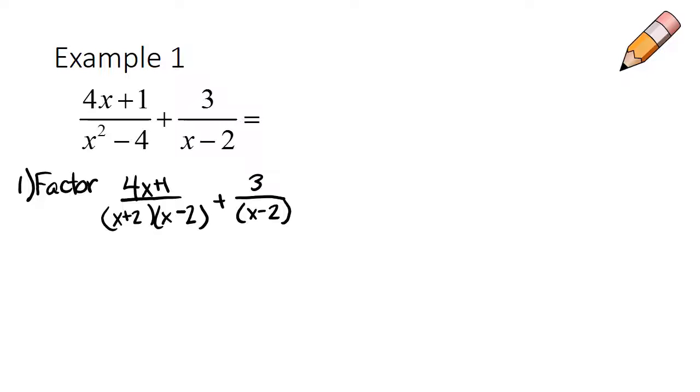Now if I take a look at my denominators, my next step is to find my LCD. I want to see what is missing. We've got an x minus 2 and x minus 2. So I'm missing on the second fraction an x plus 2. So I'm going to multiply top and bottom by x plus 2.